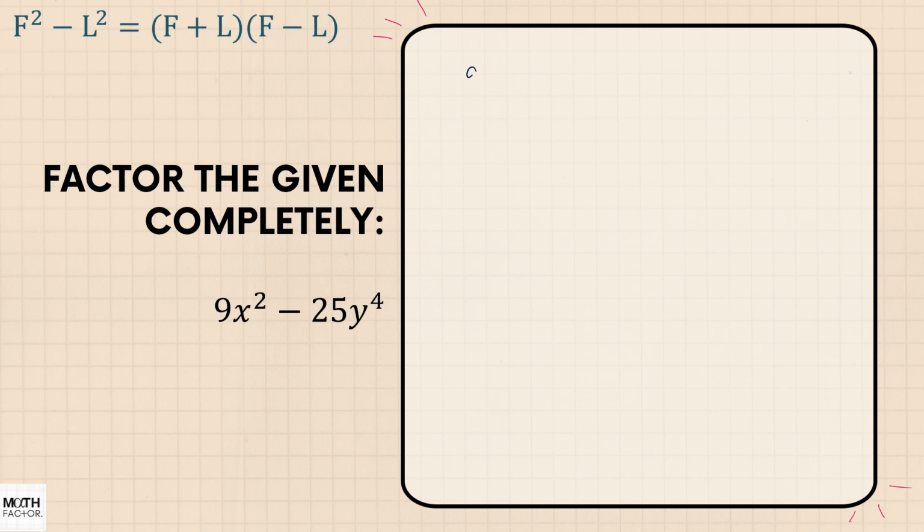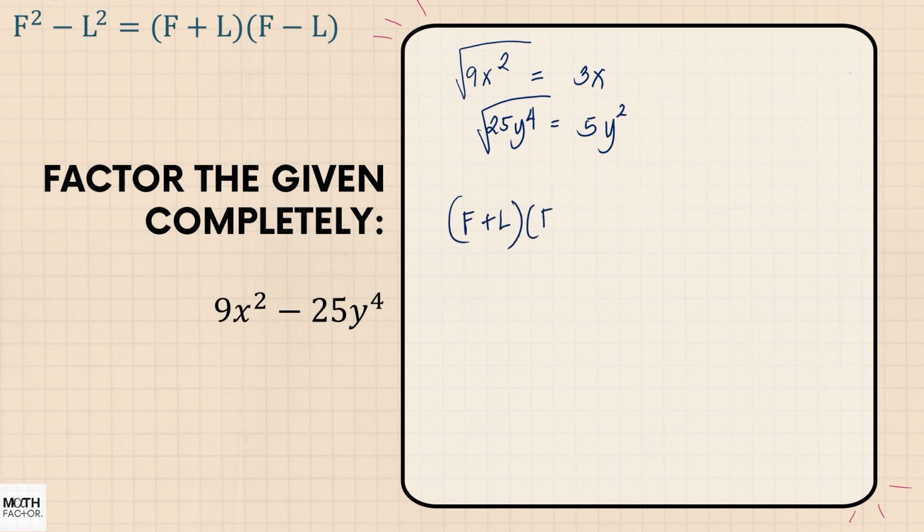Let us start with 9x squared. The square root of 9x squared is 3x. And for 25y raised to 4, the square root of 25 is 5, and the square root of y raised to 4 is y raised to 2. Then apply the result on the given formula. We have the quantity F plus L, the quantity F minus L. So again, this is our F for the first term, and 5y squared is our last term.